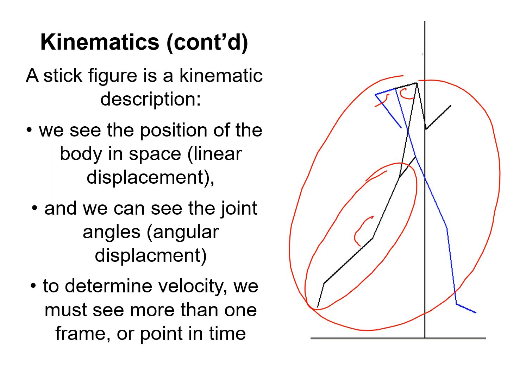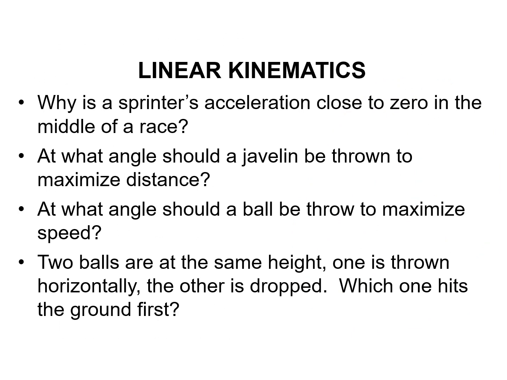We have to have 2 reference points or points in time to actually determine a change in velocity. So in linear kinematics, we use these quantities, these kinds of concepts, to determine different things.